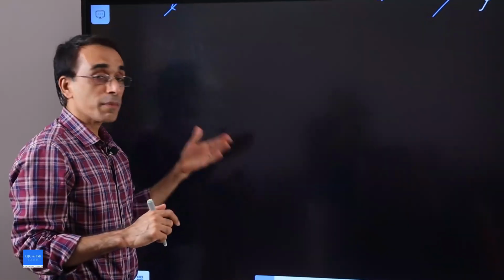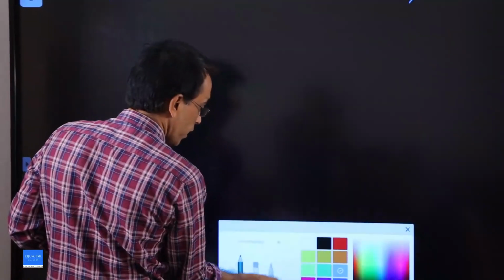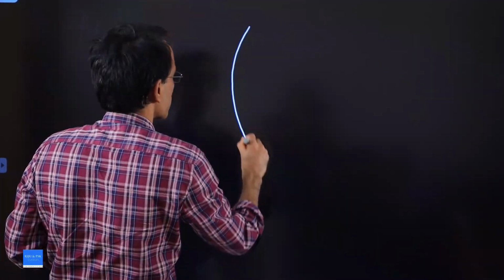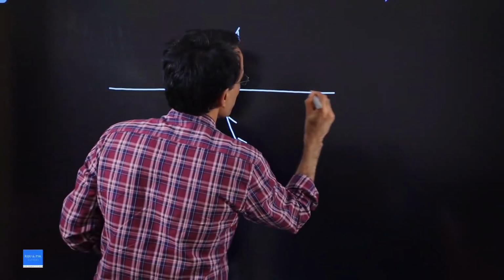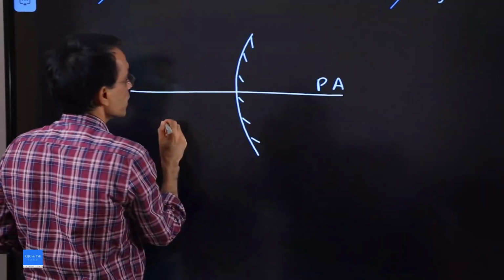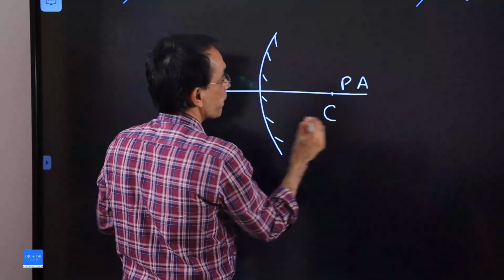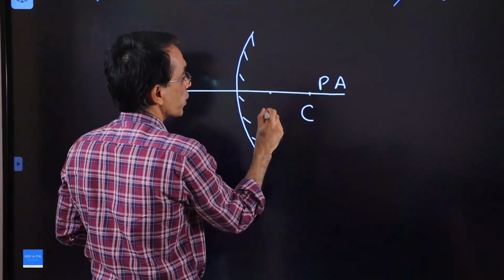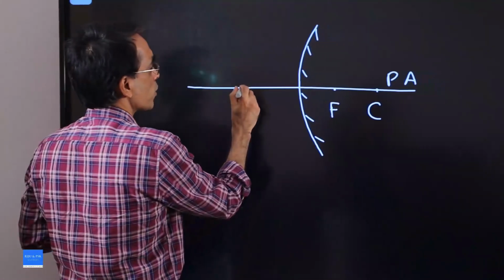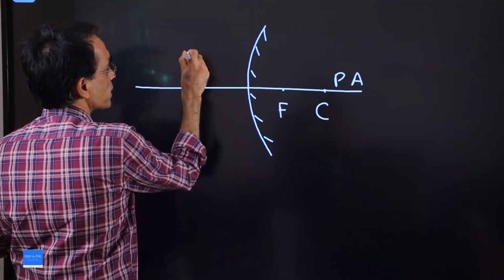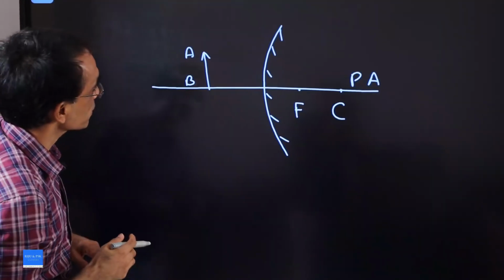Now we will take image formation in a convex mirror. Consider a convex mirror. This is the principal axis, and for the convex mirror we know the center of curvature is behind the mirror. This is where you have the principal focus. Let us place an object on the principal axis here, like AB, a real object.